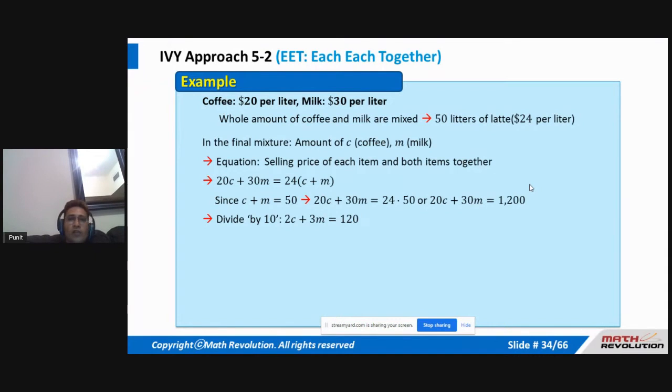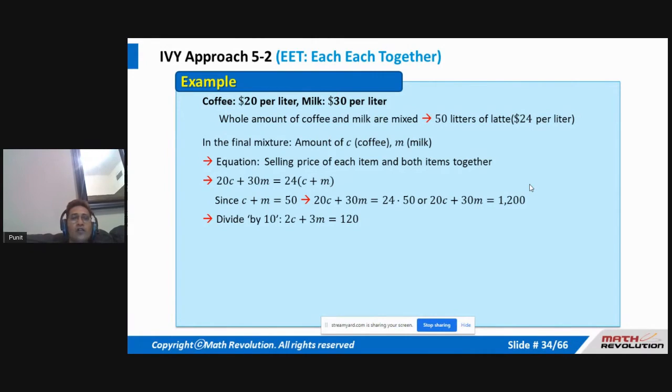It could be cappuccino as well. It could be Nescafe. It could be espresso. It could be anything. So we are not focusing majorly on the coffee right now, but we're majorly focusing on the mixing. So the whole amount of coffee and milk are mixed, which is 50 liters of latte. That's $24 per liter.